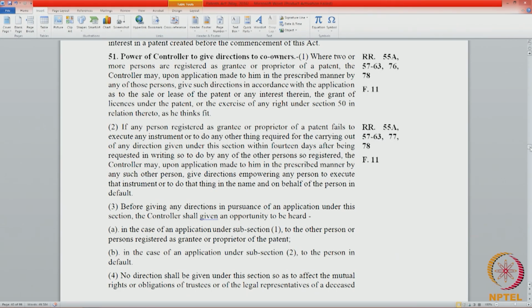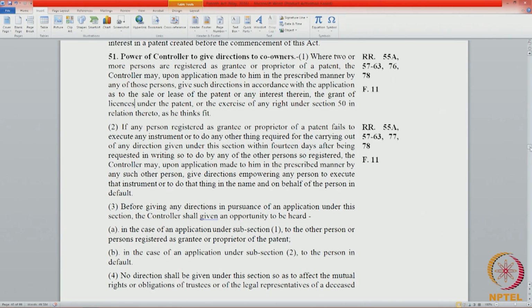In section 51(1), it will be the other proprietors. In section 51(2), it will be the person in default, as in the person who refused to sign the agreement. Now, let us look at the instance which we discussed earlier.